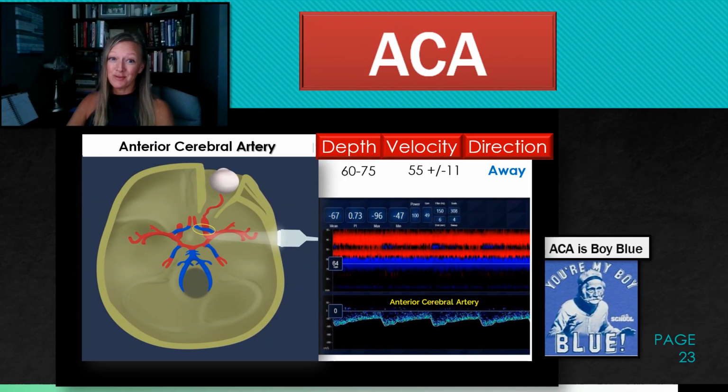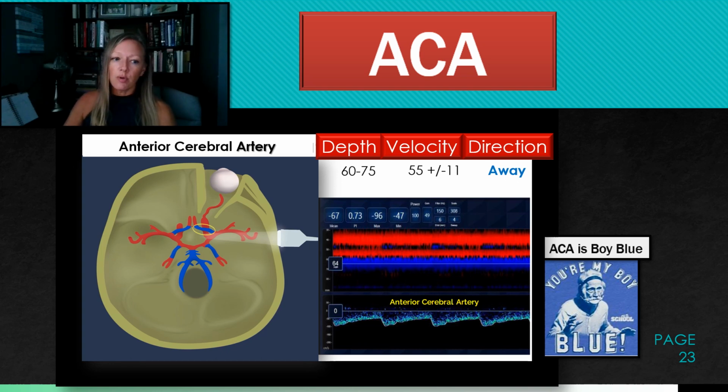Next, we are going to review the ACA, or the anterior cerebral artery. Now, the ACA lives at a deeper depth than the MCA. It lives at depths of 60 to 75 millimeters. The mean flow velocities within the ACA are 55 plus or minus 11, and the blood flow will be going away from the probe. It'll be in blue in normal patients.